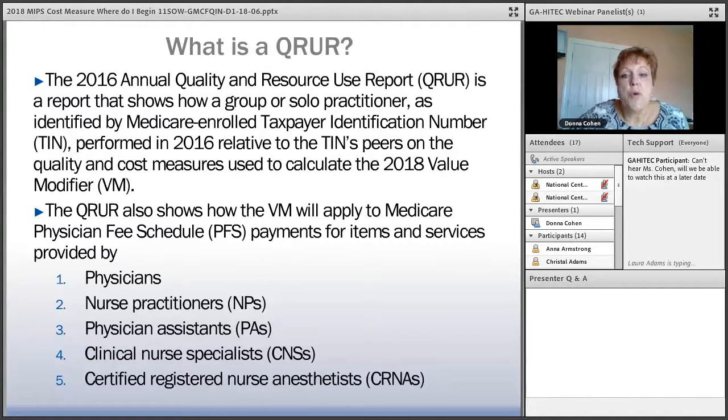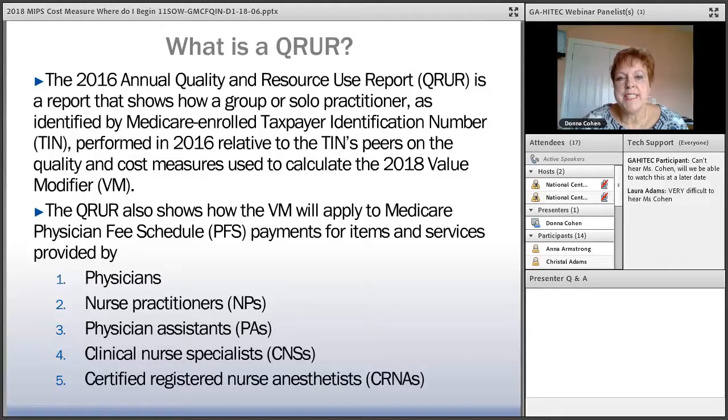The 2016 QRUR report came out in September of 2016, and it shows, by tax ID number, the measures under your TINs for quality and cost, and it's used to calculate the value modifier for 2018. The QRUR contains information on specific clinicians in your practice: physicians, nurse practitioners, physician assistants, clinical nurse specialists, and certified registered nurse anesthetists.